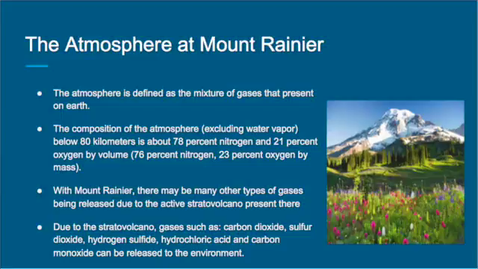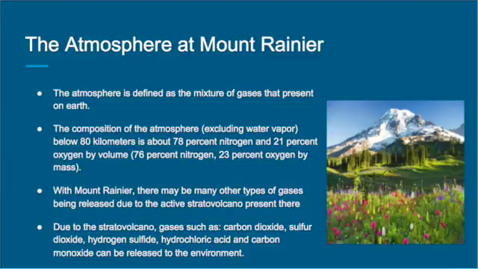Hi, my name is Hector Martinez, and I'll be talking about the atmosphere of Mount Rainier. The atmosphere is defined as a mixture of gases that are present on Earth. The composition of the atmosphere, excluding water vapor, below 80 kilometers is about 78% nitrogen and 21% oxygen by volume, 76% nitrogen and 23% oxygen by mass.